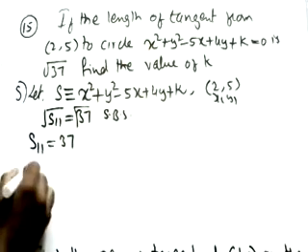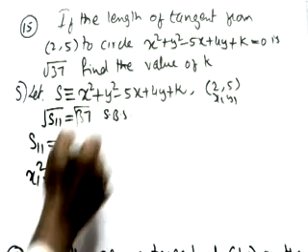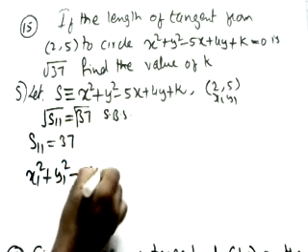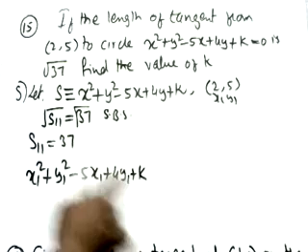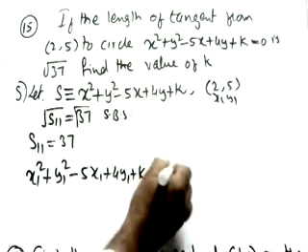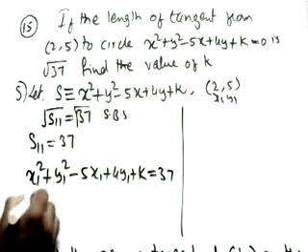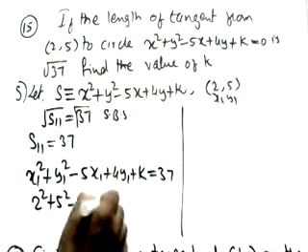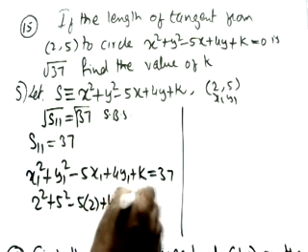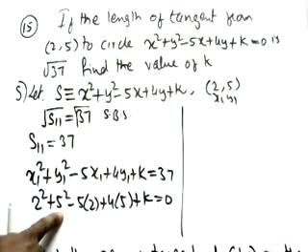We know how to find S11. Write down S11. x square will be x1 square, y square will be y1 square, minus 5 x will be x1, 4 y will be y1, plus k. This is S11 equals 37. Now let me substitute the values. x1 is 2, y1 is 5. 2 square plus 5 square minus 5 into 2 plus 4 into 5 plus k equals 0.